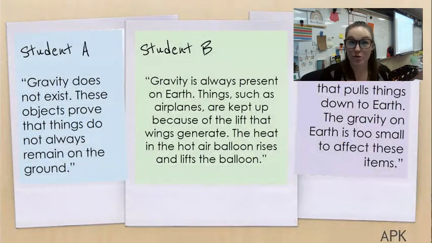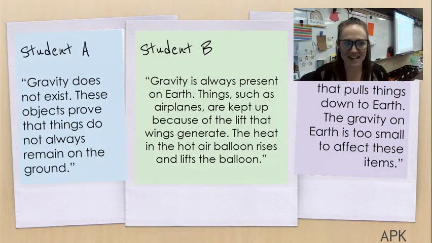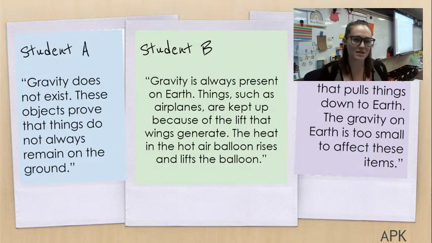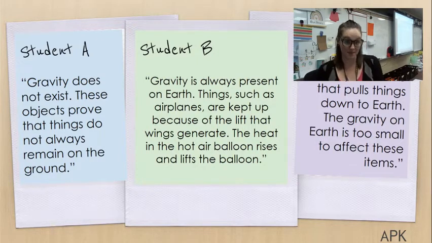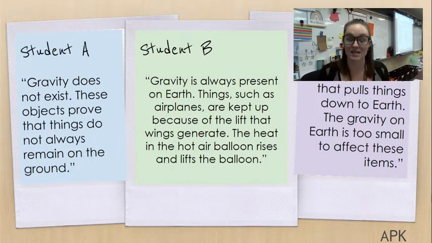Here we have 3 students, and these 3 students say 3 different things about gravity. So student A says, gravity does not exist. These objects prove that things do not always remain on the ground. And student B says, gravity is always present on Earth. Things such as airplanes are kept up because of the lift that wings generate.